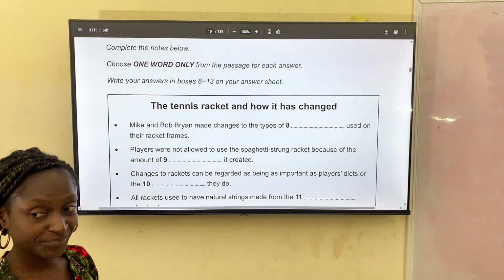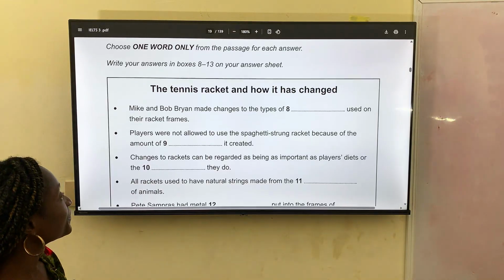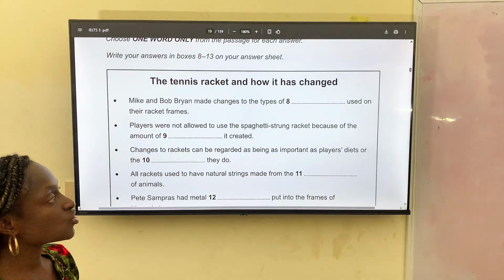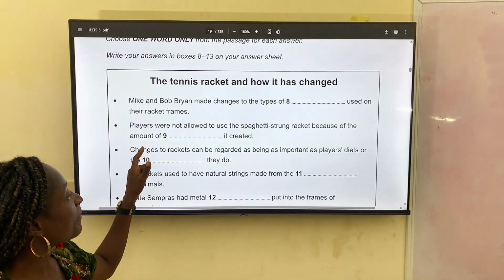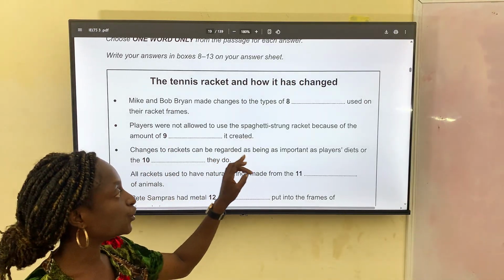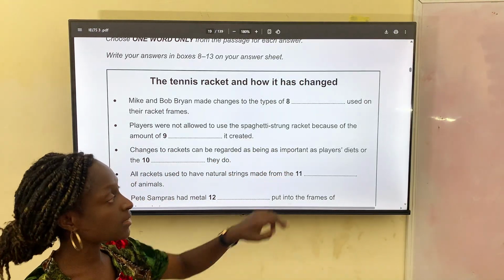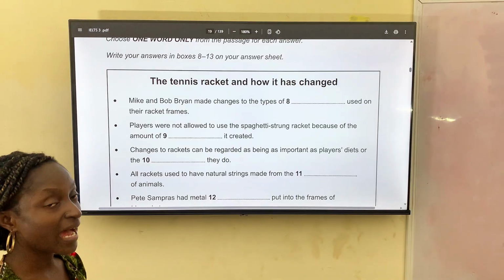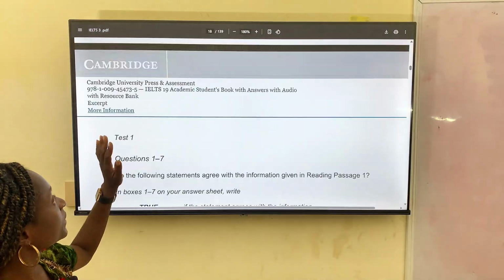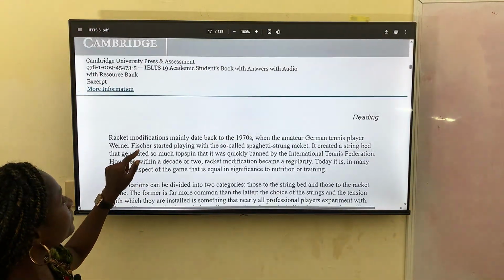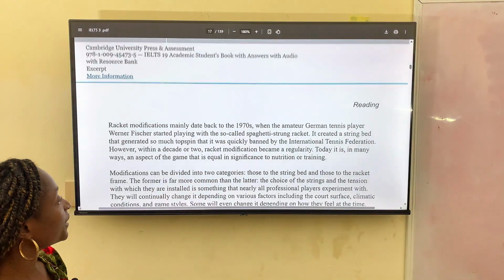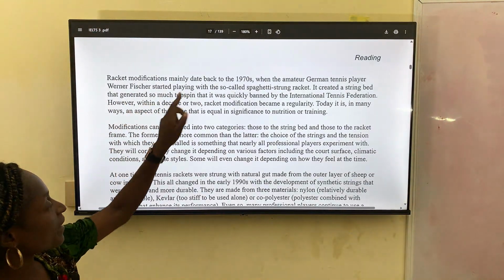I hope it's clear. So now let's move on to the second one. Players were not allowed to use the spaghetti string racket because of the amount of dash it created. So that will be in the paragraph underneath. Now the paragraph underneath, this is where we have it. So this is the paragraph that has that.